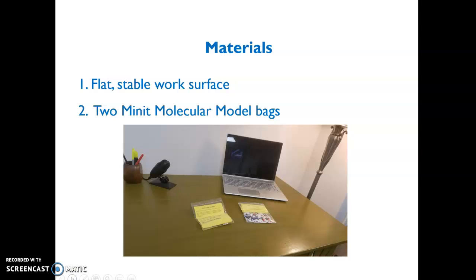So here are your directions. You will need a flat, stable work surface, such as a desk or a table, and you need 2 miniature molecular model kits, which were included in your EMV 118 lab in a box. The kits come in these little bags, and you'll see a yellow insert. You'll see various color pieces, blue, purple, red, orange, white, whatever. So you'll need to have those, and if you want to have any paper to make notes in addition, you can certainly have that.